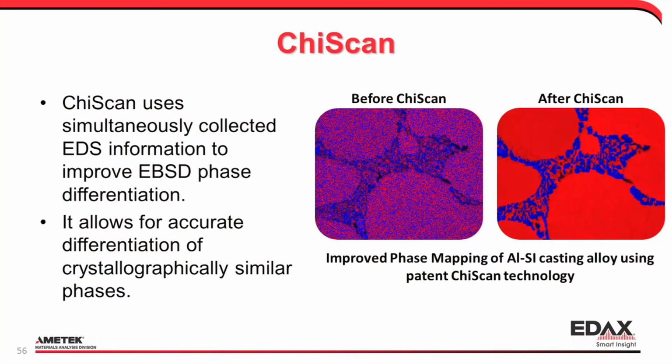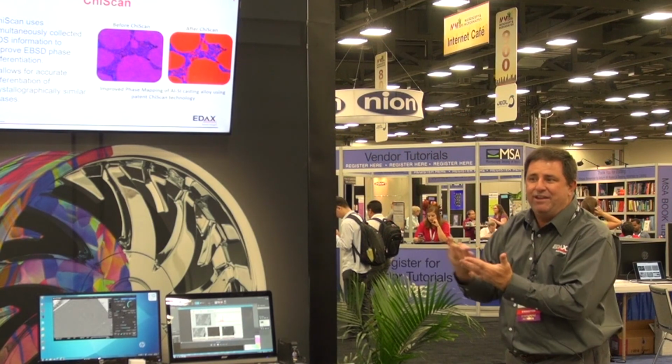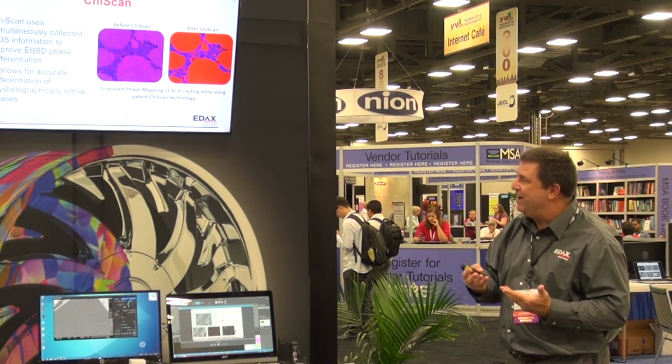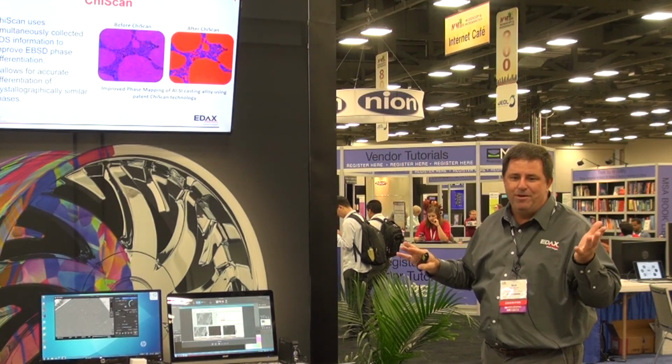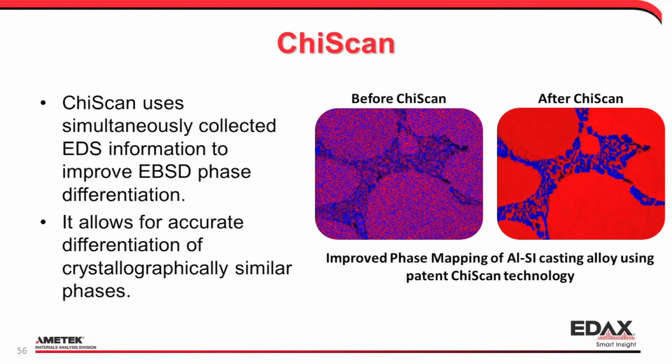Chi-scan is using EDS with EBSD to improve your phase differentiation. If you think about polymorphs in material, in iron, you can have austenite and ferrite that EDS has difficulty differentiating. They're both essentially iron. Structurally with EBSD we have the same problem. We can have copper and we can have nickel that are both face-centered cubic and very similar lattice parameters. The diffraction patterns look about the same. And so what we're able to do is by using both EDS and EBSD, we can differentiate the phases reliably.